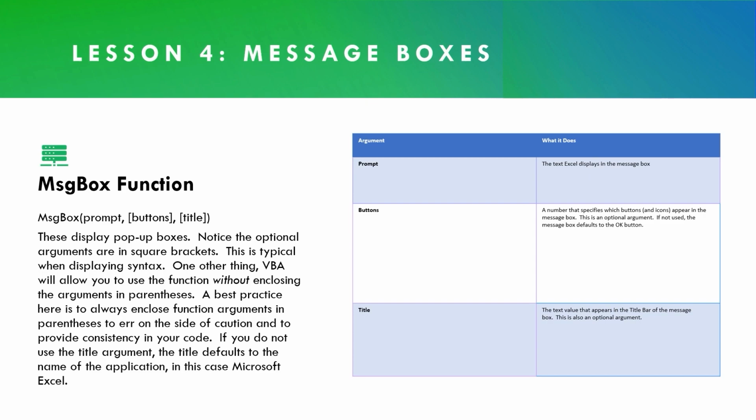The buttons argument is a number that specifies which buttons and icons appear in the message box. If it's not used, the message box will just default to an OK button. And the title argument will populate the title bar for the message box. And again, if you don't use it, it will populate with the name of the application.